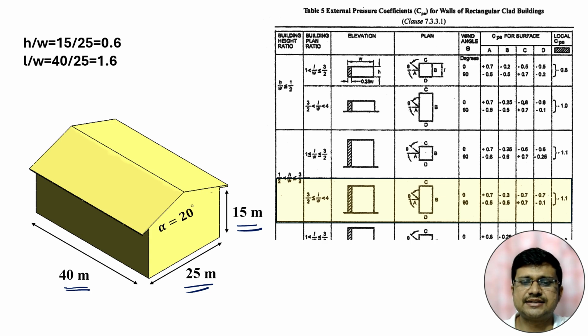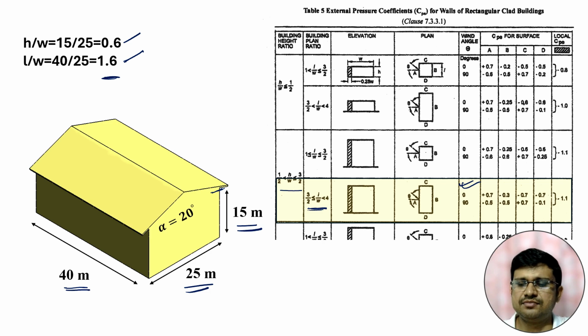Normally when we calculate the external pressure coefficient, we calculate up to the eave portion. So for our building, h by w is 15 by 25, which is 0.6, and L by w is 40 by 25, which is 1.6. So for our particular building, h by w is in between half and 3 by 2. If it is in between half and 3 by 2, then we have to consider this value, because our h by w is 0.6. And our L by w is 1.6, which is in between 3 by 2 and 4. So this is our condition.